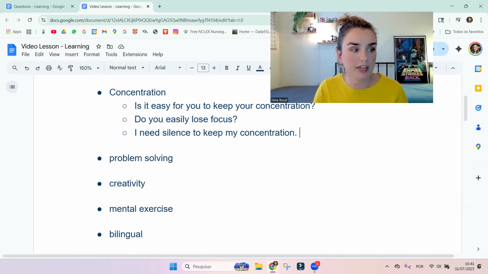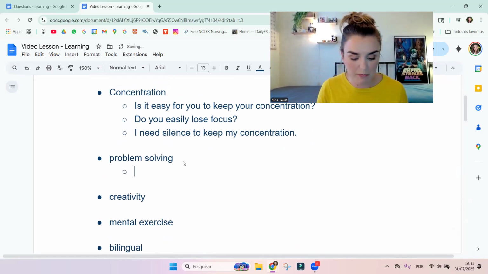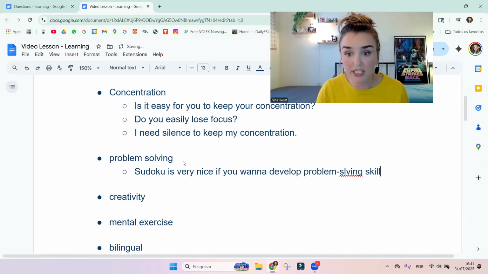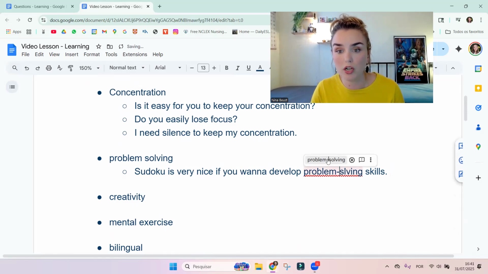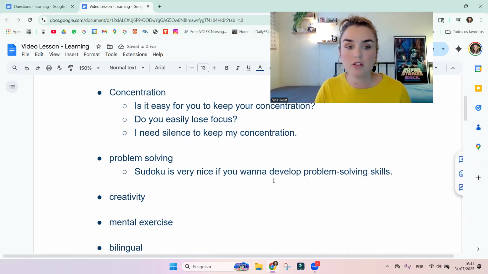What about problem solving? Some games are really good to develop problem solving skills. For example, Sudoku is very nice if you want to develop problem solving skills. These skills are very important in the job market, right? Repeat with me. Activate this language, okay? So how would you rate your problem solving skills?